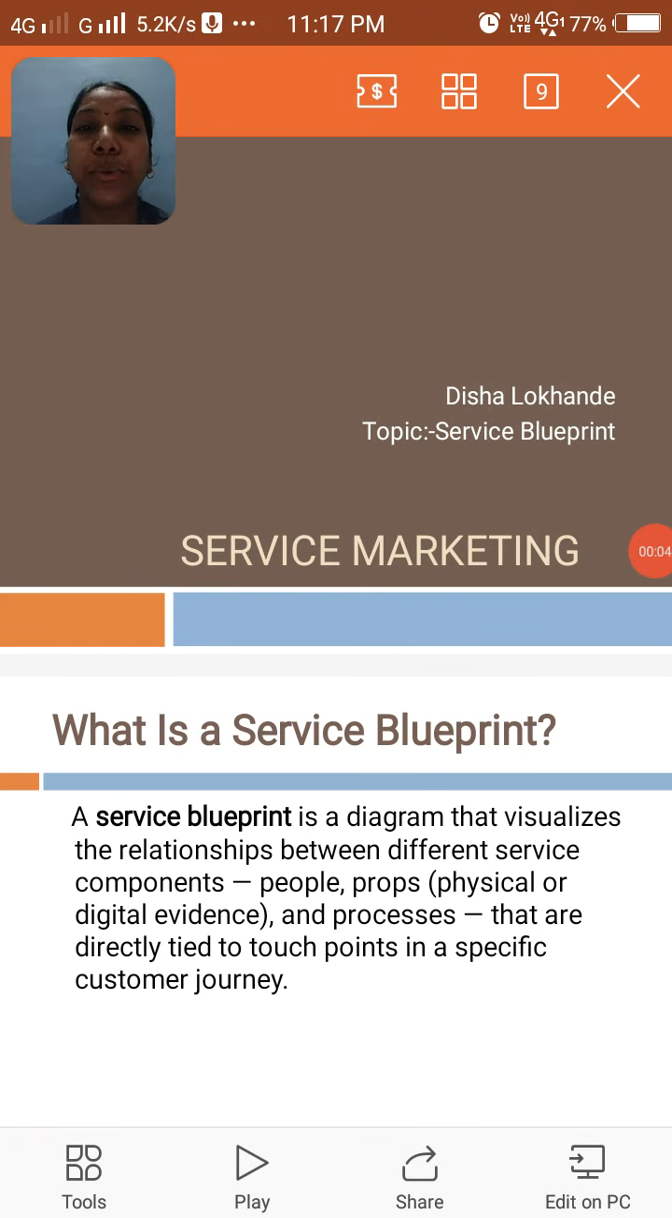Currently, I am a management student pursuing my marketing specialization from SAS Institute of Management and Studies. Today my topic is service blueprint from service marketing. What is a service blueprint?